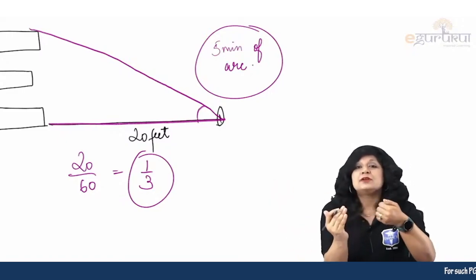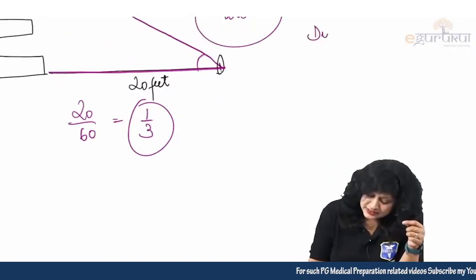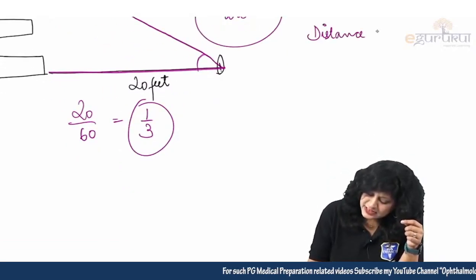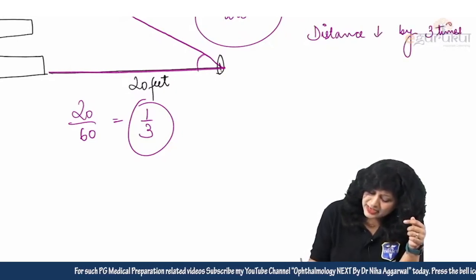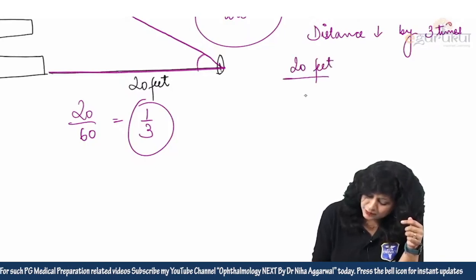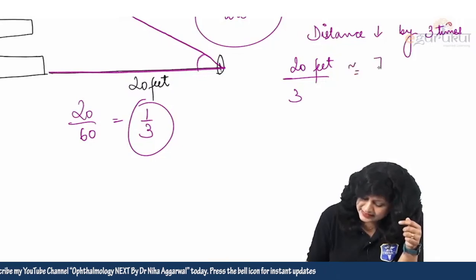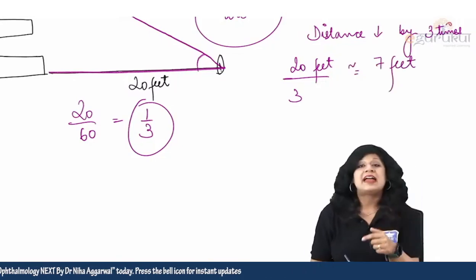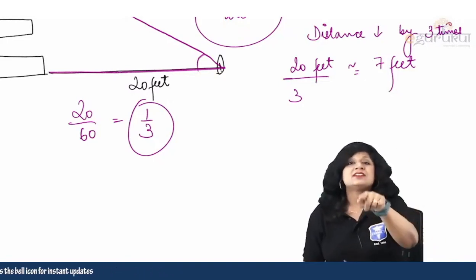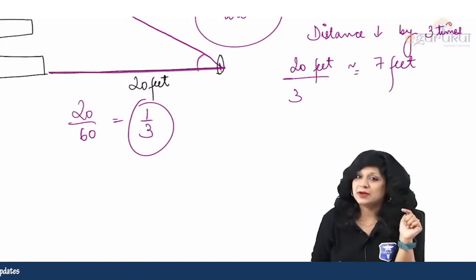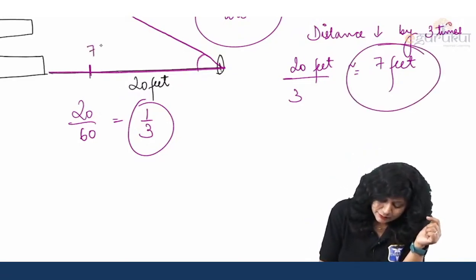He will not be able to see it from a distance of 20 feet. So that means the distance is decreased by 3 times. How will you decrease the distance? If the child was standing at a distance of 20 feet and you have to decrease the distance 3 times, that will be approximately 7 feet. So now this child has to stand at 7 feet so that the angle subtended is 3 times, and the person will be able to see the 20 by 20 line. So he has to stand at 7 feet.